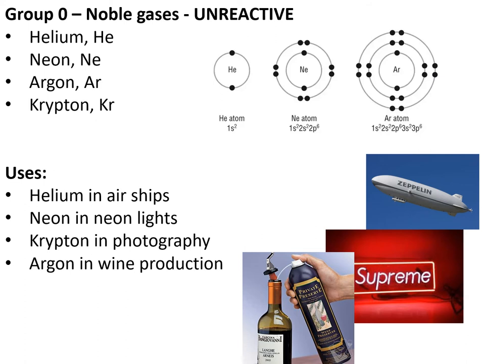Group zero are the noble gases. Now, the most important fact about the noble gases is they're very unreactive. There's another word we can use. We can say they are inert. Okay, inert means they don't react with anything. Now, the four we need to know of are helium, neon, argon, and krypton, He, Ne, Ar, and Kr.